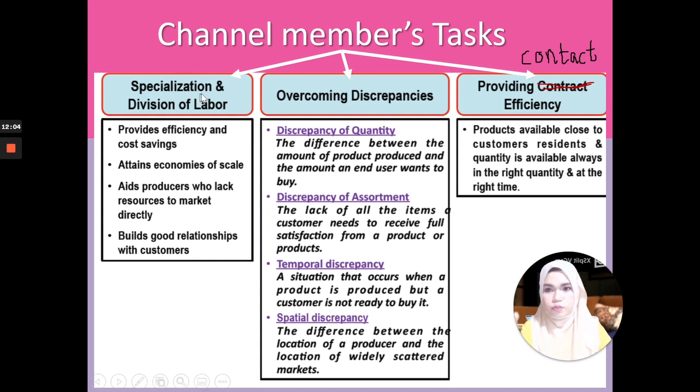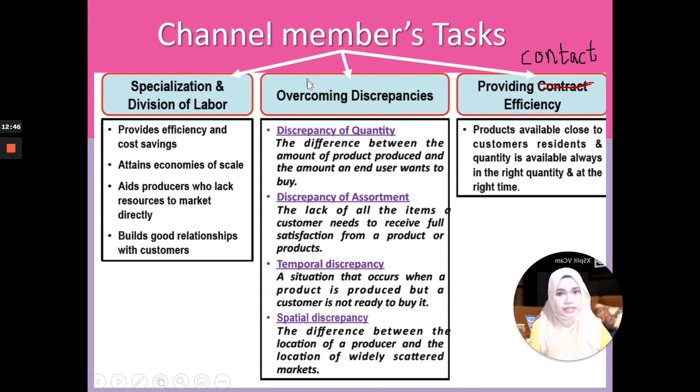First, they can do specialization and division of labor, where they provide efficiency and cost savings. They can attain economies of scale. The channel members can also aid the producer who lacks resources to market the product directly, and can build good relationships with the customers. This is when you talk about specialization and division of labor. Why don't you sell the product yourself? Let's say I have a factory. Why don't I sell the product by myself? Because perhaps I may not have this specialization and I may not have the labor to do it. So what I do is engage the channel members so that they can provide me this.